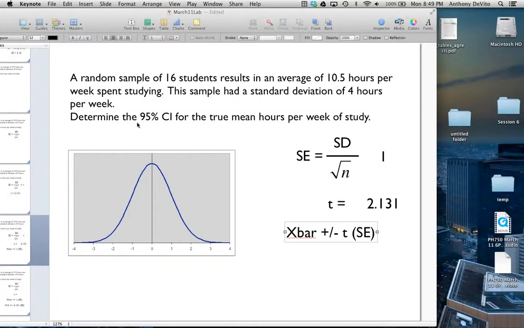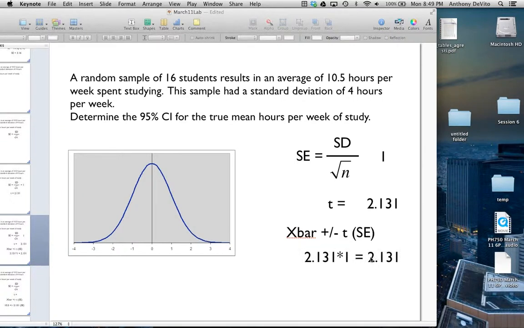Okay, and the answer is 2.131 because, next week I'm definitely going to have my graphics tablet. So I'll get to the Apple Store, pick up a graphics tablet so that I can actually write on the screen here and stuff like that. All right, it's going to be equal to x bar plus or minus 2.131 times the standard error, which is 1. So that's going to be equal to 2.131.